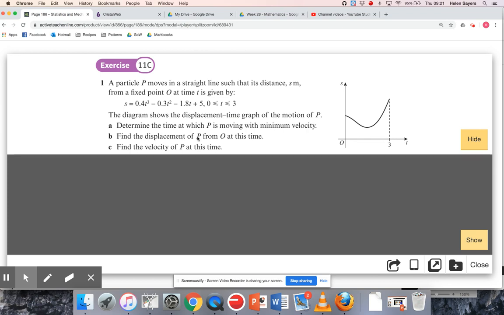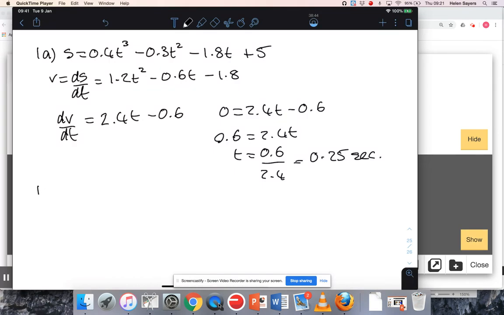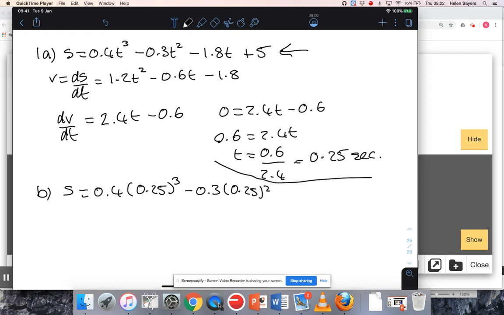Okay, so find the displacement of P from O at this time. That's actually a little bit easier. Assuming our answer to A is correct, I'm just going to substitute back into that expression here. So s is going to be 0.4 times 0.25 cubed minus 0.3 times 0.25 squared minus 1.8 times 0.25 plus 5.